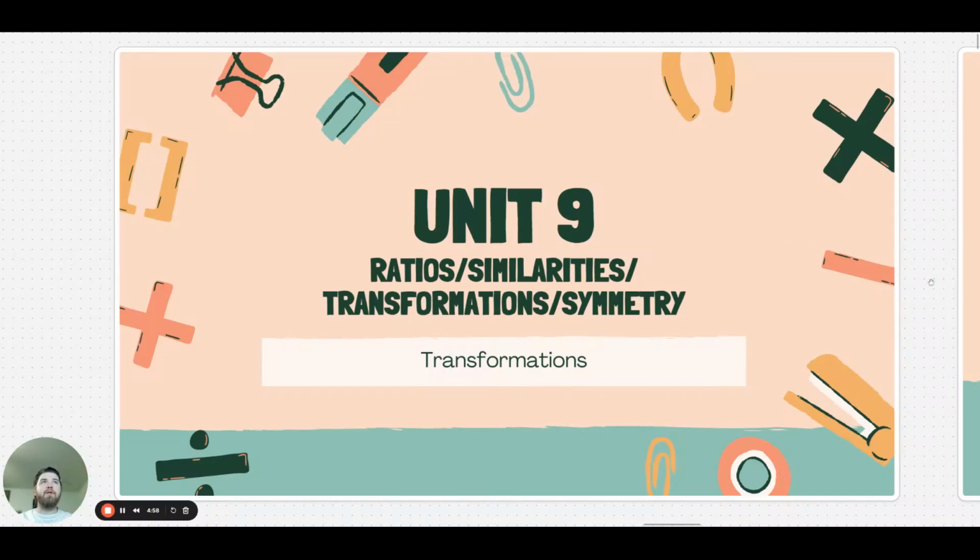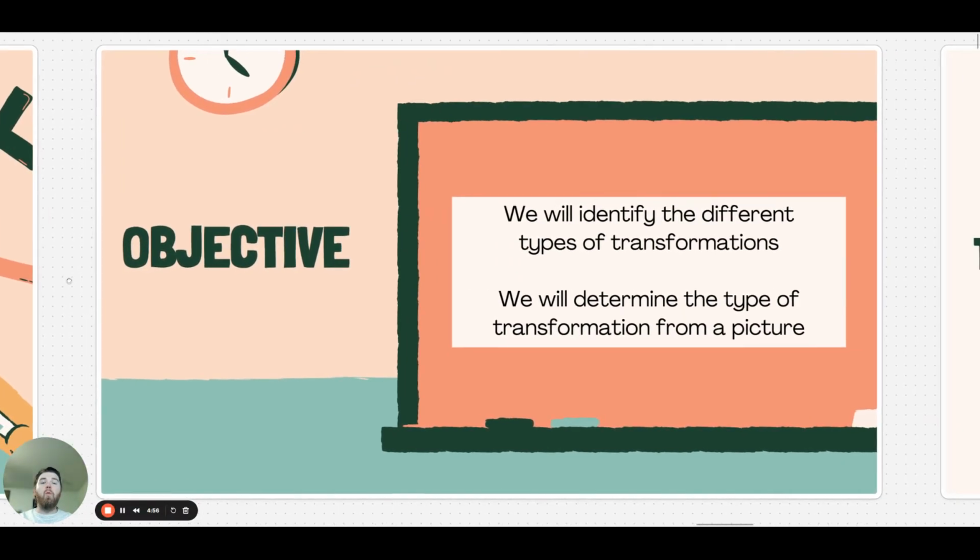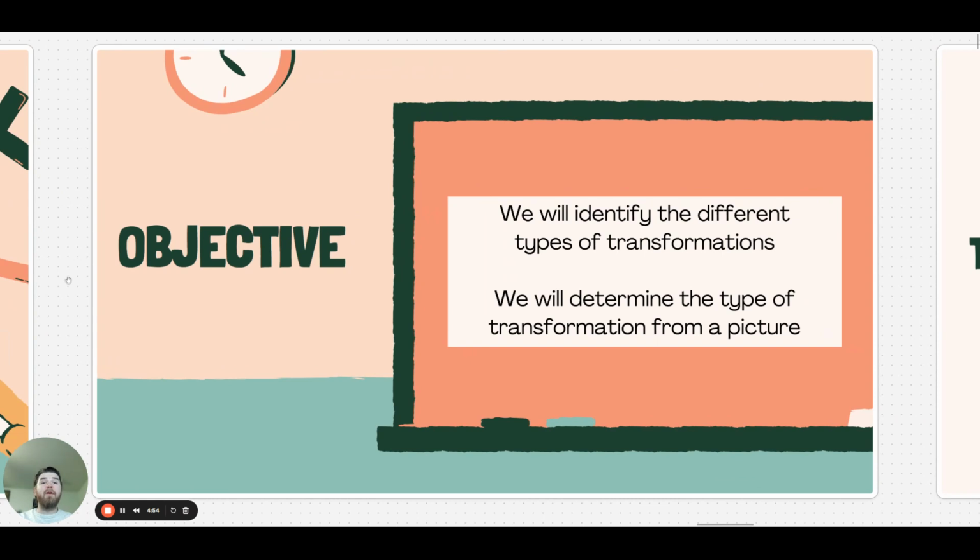Alrighty, transformations. The objective of this video is that one, we're going to want to identify what the types of transformations are. And then two, we want to be able to take a picture and try to identify what the type of transformation is from that picture. There's a lot of vocab on this. I'm not going to read all of these definitions. If you need to, pause the video to look at the actual formal definition, but I'm going to give you just a summary of what they are.